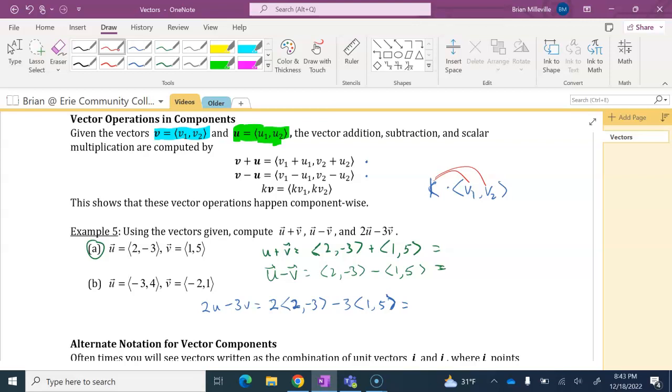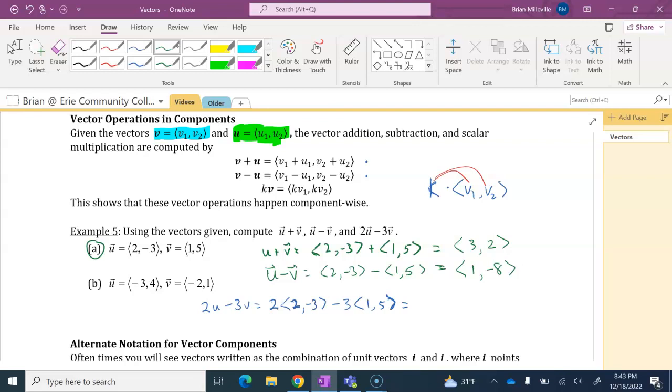For some of these, I'm not going to do each part for example 5. So let's do for part A, u plus v, and then u minus v. Writing the vectors down, we're just going to add your first components together. 2 plus 1 is 3, and then negative 3 plus 5, pardon me, is 2. So the vector sum is 3, 2. For the vector difference, 2 minus 1 is the difference in your x components. Negative 3 minus 5 is going to be negative 8. So be careful with the minus signs. All right, so there we get u plus v, u minus v.